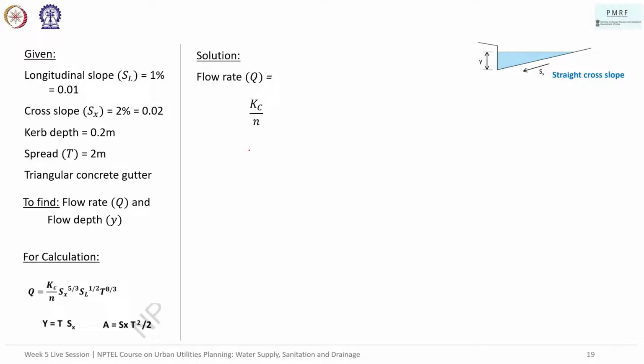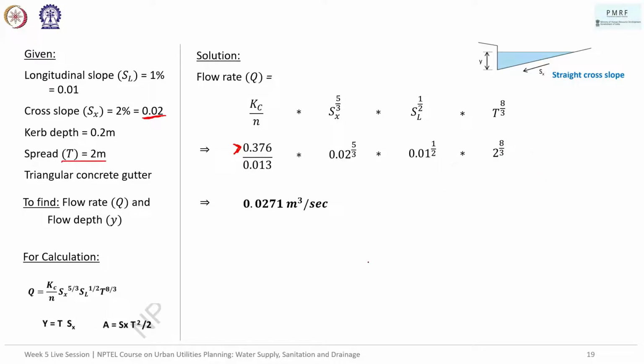The flow rate Q is equal to Kc divided by n, which is 0.376. This is a value we need to remember. Kc is 0.376, divided by n, which is 0.013 for concrete, times Sx to the power 5/3, where Sx is the cross slope, 0.02, and SL to the power 1/2, which is 0.01 to the power 1/2, and T to the power 8/3, where the spread T is 2 meters, so 2 to the power 8/3. The answer turns out to be 0.0271 cubic meters per second.